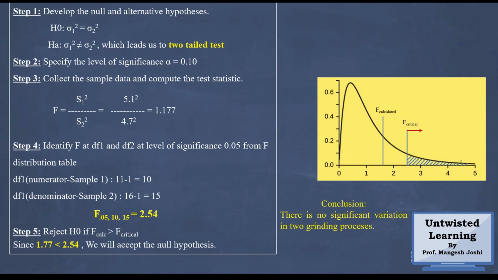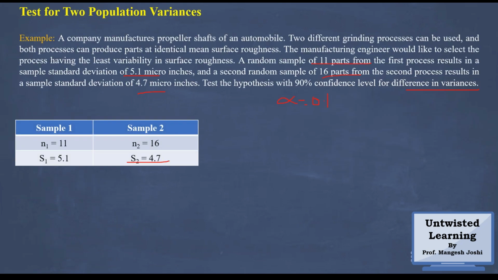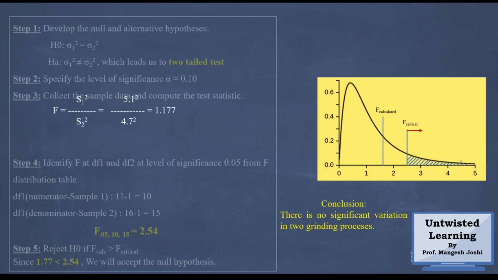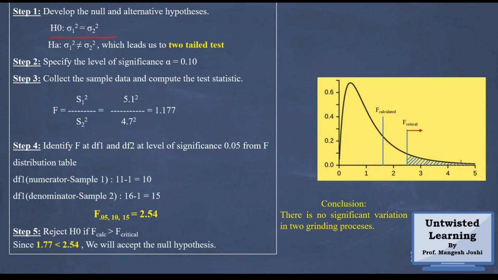So let us apply the procedure. We have to check the claim for differences in variances. So what we will say is, there is no difference in variances. This is your null hypothesis stating that there is no difference, and this is your alternate hypothesis stating that there is a difference, which leads us to a two-tailed test. Alpha is 0.10.